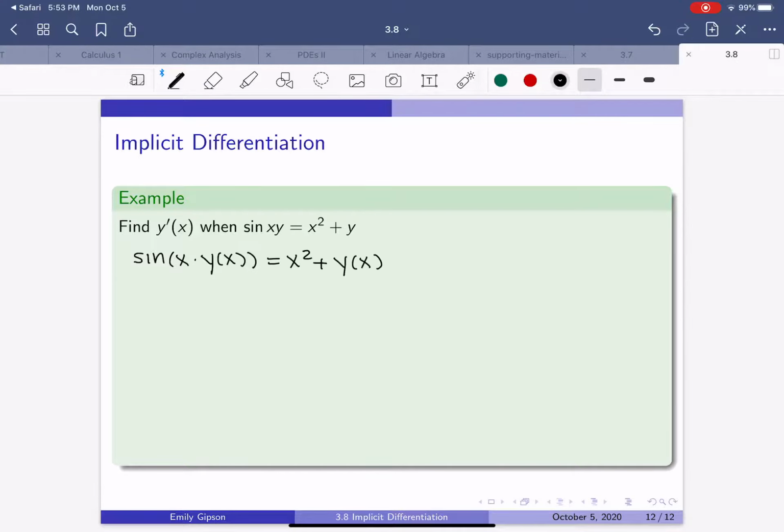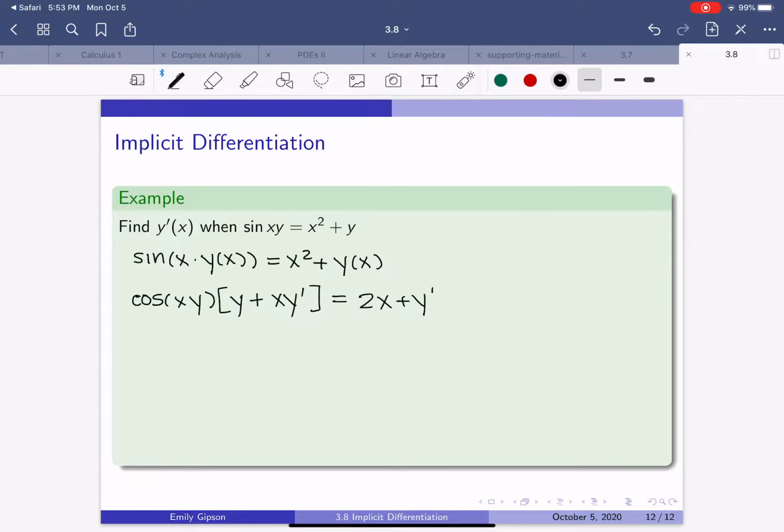Now we're going to take our derivative. So for the left-hand side, when we take our derivative, we've got to use the chain rule. So we take the derivative of the outside, which becomes cosine, leave the inside, and then take the derivative of the inside. And for the derivative of the inside, we have to use the product rule. So the derivative of x is 1, so we're left with y, plus the derivative of y, which is y prime, and we leave x. Luckily, on the right-hand side, it's a little bit easier. We just have 2x plus y prime.